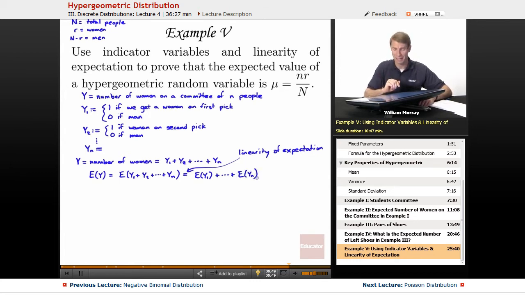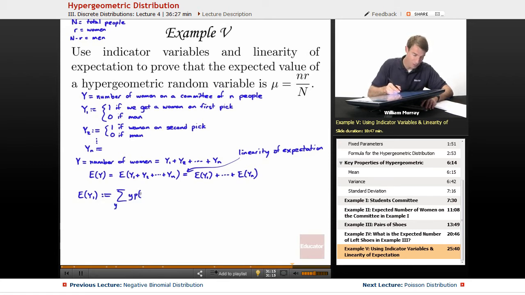Now, what is the expected value of each of these indicator variables? Let's think about that. I'll give you a good way to think about it. Let's just think about Y1. We pick one woman out of a crowd. The original definition of expected value is you look at all the possible values of that variable, and you multiply each value times the probability of getting that value.